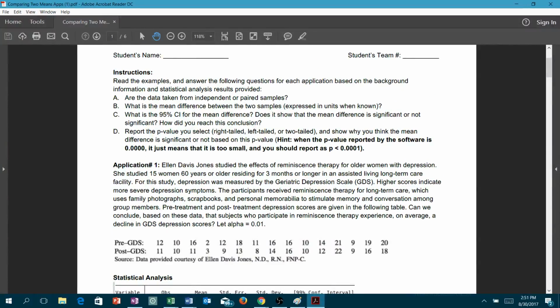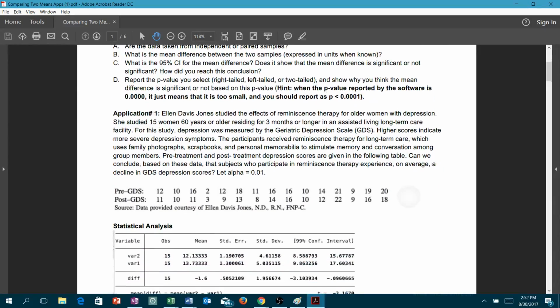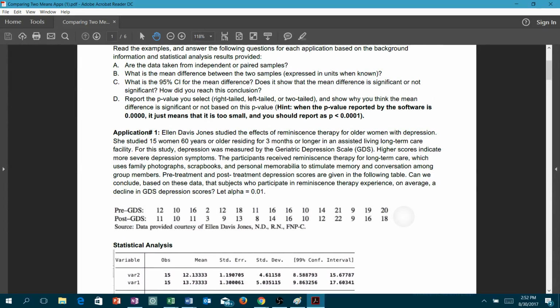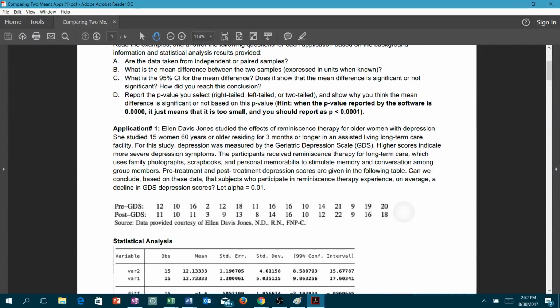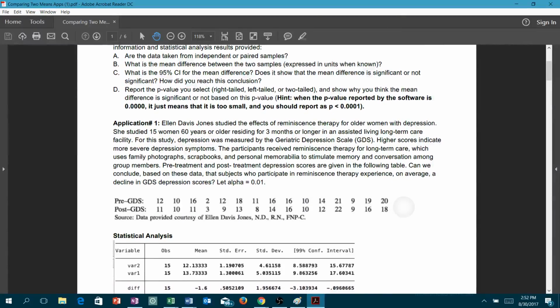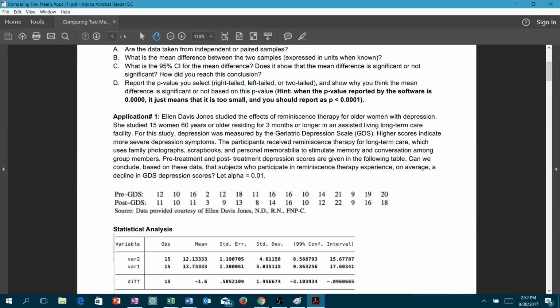It says what is the 99% confidence interval? But this says 99. Yeah, okay. So we're rejecting, and it's not significant. Yeah.